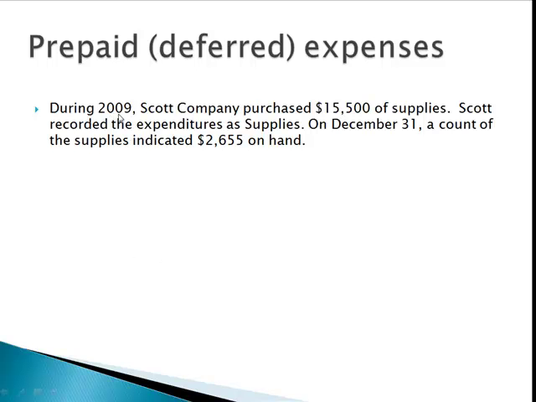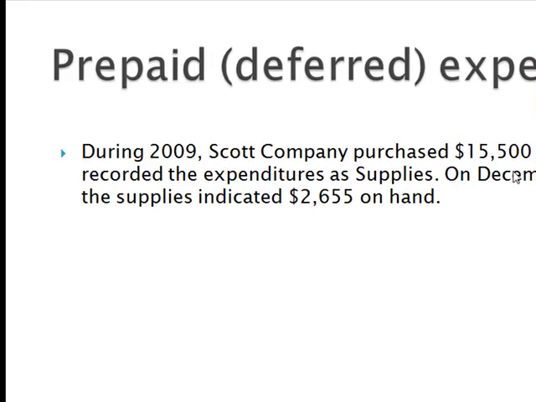So here, during 2009, Scott Company purchased $15,500 of supplies. Scott recorded the expenditures as supplies, an asset, right? On December 31st, the account indicates that there is only $2,655 of supplies on hand. Okay, so we went into that cabinet and we looked and we saw that there's $2,655 left in supplies. So we didn't use all these supplies today. It happened over time, and today we're going to make that adjusting entry in our books. Okay, so nothing really happened at the moment, but we need to reflect this change that's happened over time in our books.